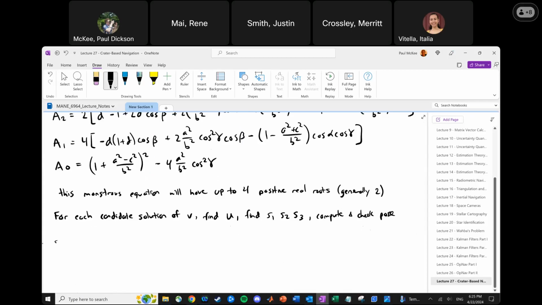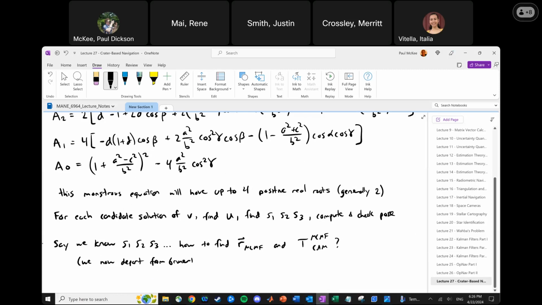Let's say we know S1, S2, and S3. How to find, and I'm going to write this as the position in the moon-centered, moon-fixed frame, and the attitude transformation matrix from the moon-centered, moon-fixed frame to the camera frame. That's what we're after. And I should make a note that we now depart from Gruner's work. This is our own thing. So here's what I would conjecture.